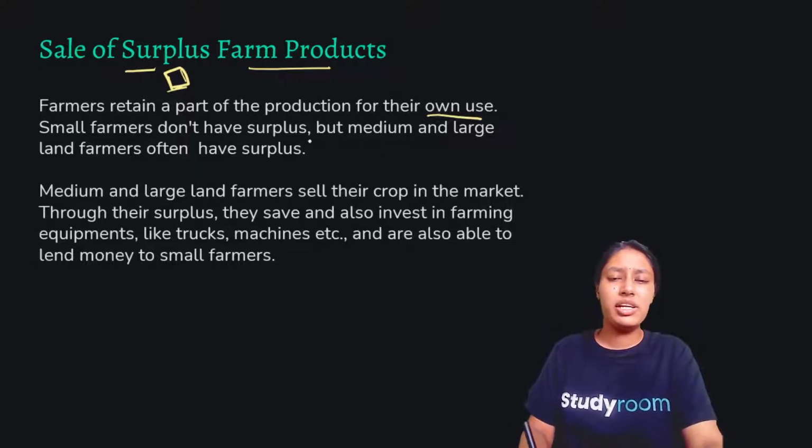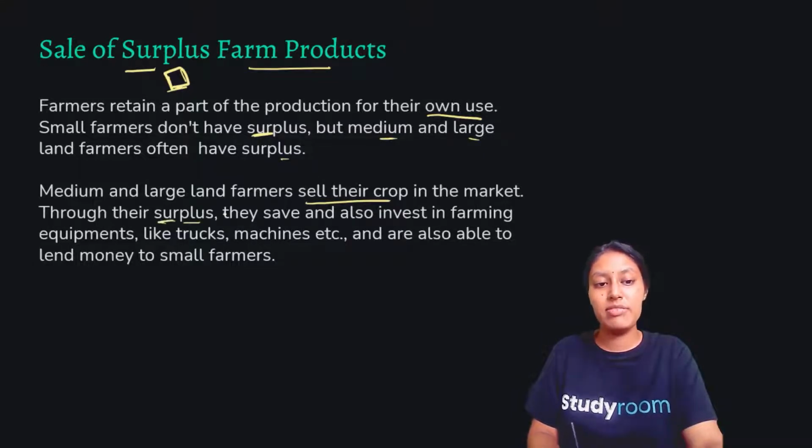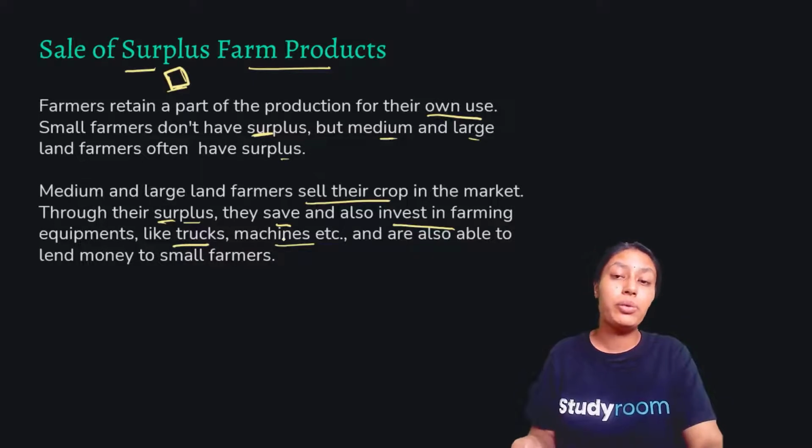Small farmers majorly do not have production surplus, because whatever they grow will just be enough for their families. But medium and large farmers often have surplus production. So they sell their surplus crop in the market, and from selling that they get money, so they save it and invest it in equipments that they require for more production, like tractors, machines, etc. Also, they are able to lend money to small farmers, so they used to get a good amount of earning.